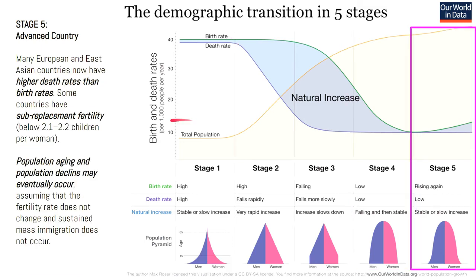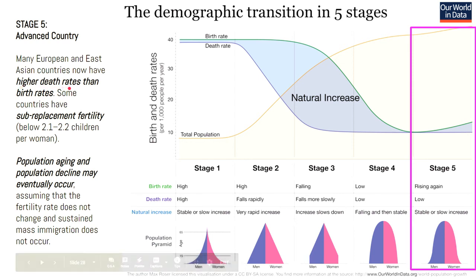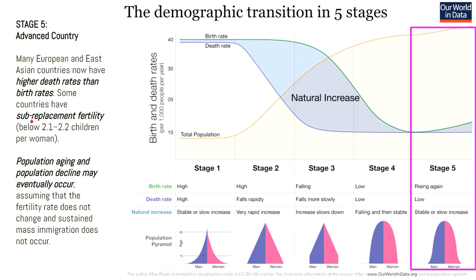And so the last stage of demographic transition is for those advanced countries, such as many European and Asian countries. Okay, so at stage 5 of demographic transition, those countries now have higher death rates than birth rates. It means that there are now fewer offspring being born, and more people who are actually dying. So they could have entered sub-replacement fertility, or below the replacement fertility.